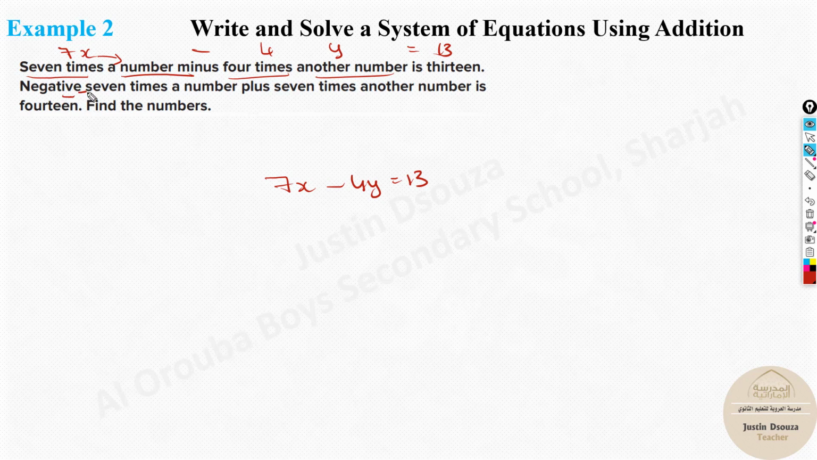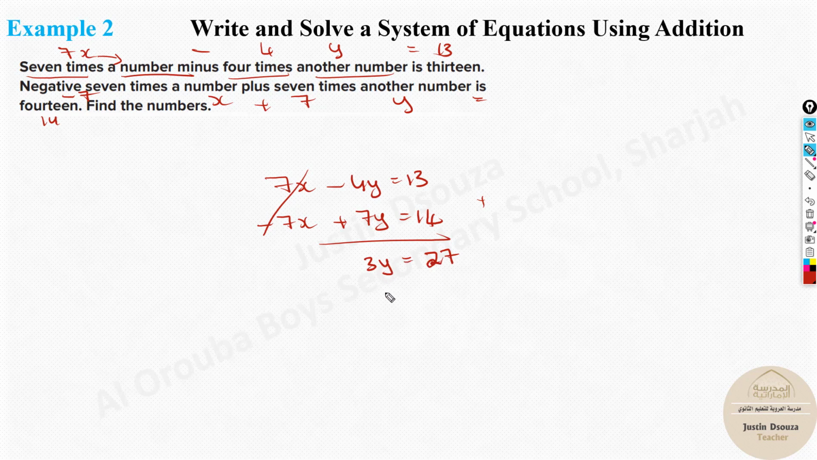Now what about the next? Negative 7 times a number, that is x, plus 7 times another number, that is y, is 14. So just write the next equation. It's minus 7x plus 7y equals 14. Solve this. Same thing what we have just now did. Add this up because the left side just cancels off. Okay, that's gone. It's 0. Now here it'll be 7 minus 4. That'll be 3y, positive 3y equals 14 plus 13, that's 27.